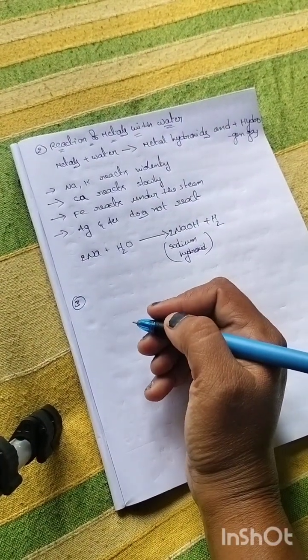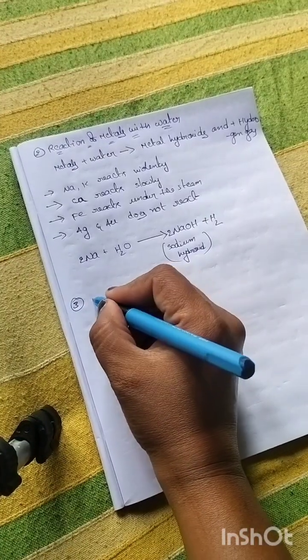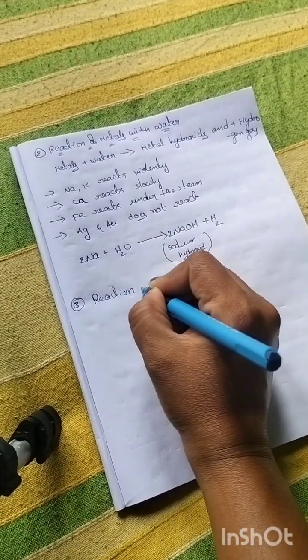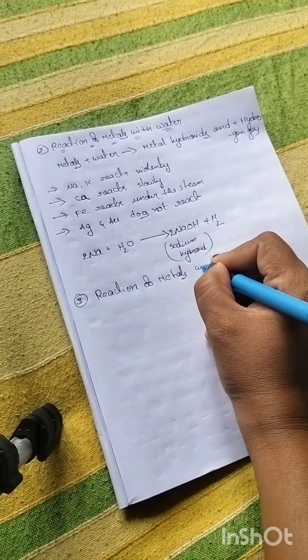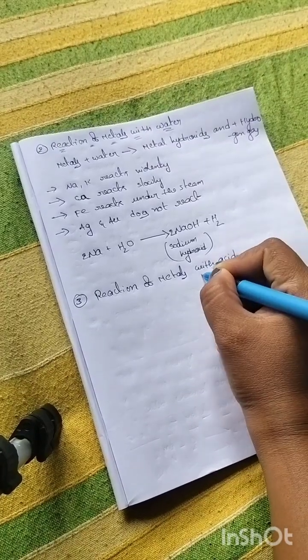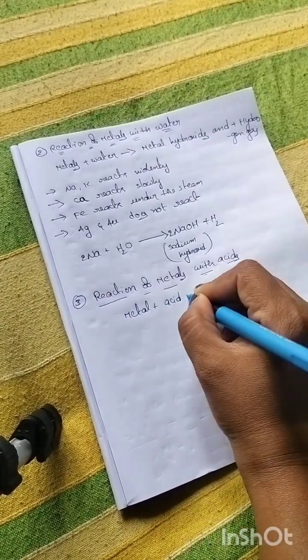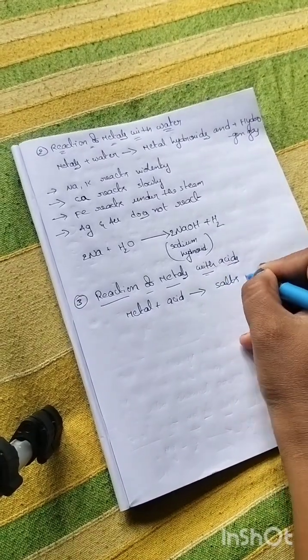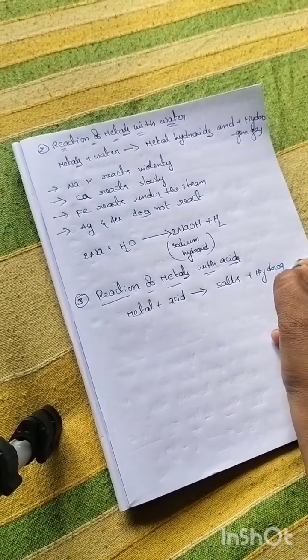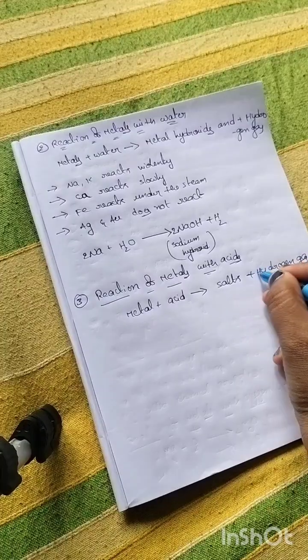Next, the third chemical property of metals: reaction of metals with acids. So how many acids do we have? The most basic and reactive acid is HCl. Do you know HCl is the most reactive acid?